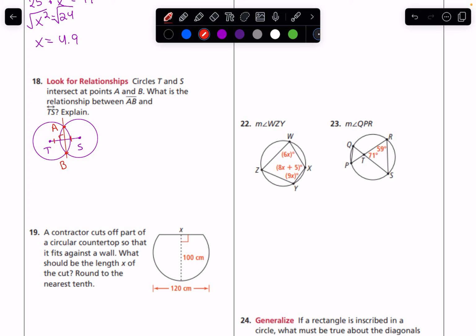we make a perpendicular bisector, where we take a compass, we swing an arc up from one endpoint of the segment, we swing an arc up from the other point, and then also down, connect them together. So this is the perpendicular bisector. AB is the perpendicular bisector of TS.